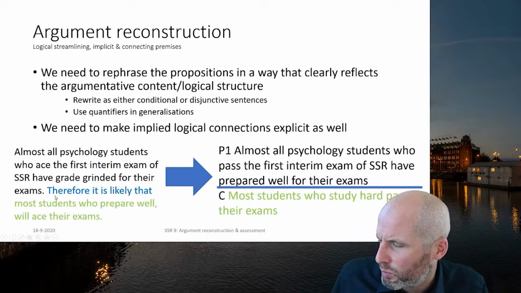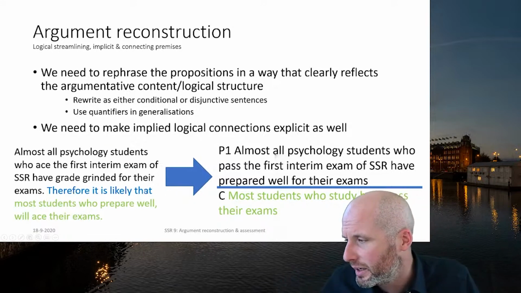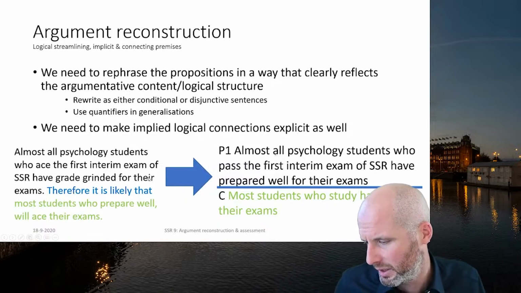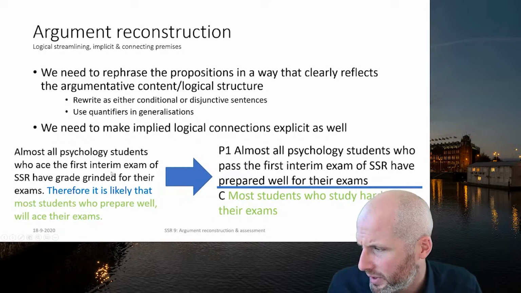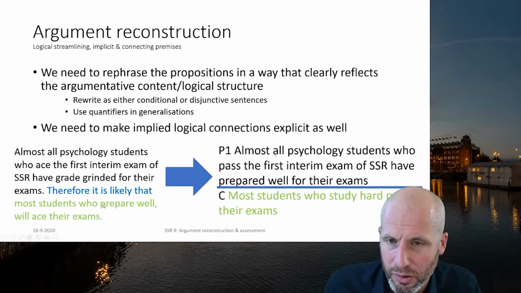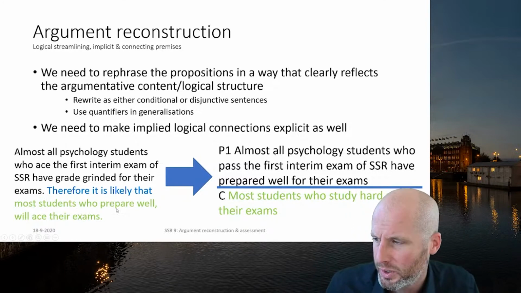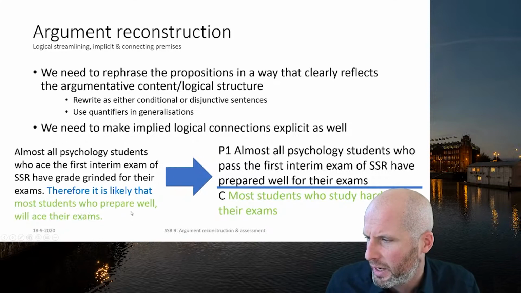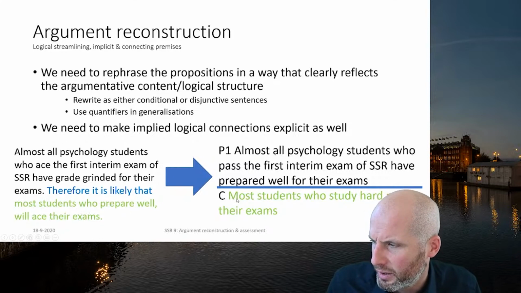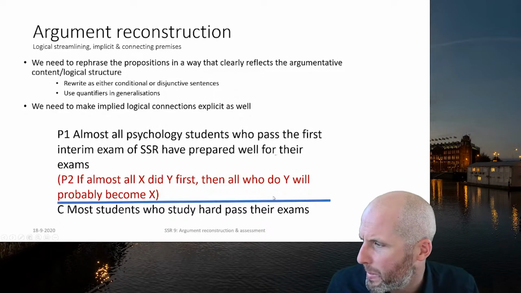And we learn to recognize that "therefore, it is likely that" is an indication that somebody is trying to make an inductive argument, that something is the case, and the stuff followed by "therefore, it's likely that" is probably the conclusion that somebody is trying to offer. So we recognize the premise, we recognize the conclusion, and we put that in standard form. And we try to make the implied logical relationships explicit in how we rephrase the sentences in the standard form.